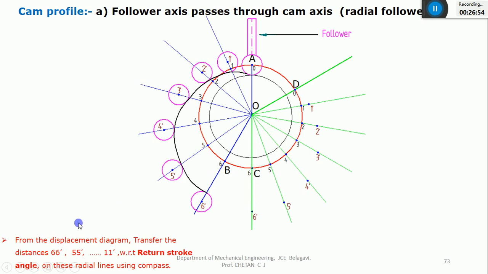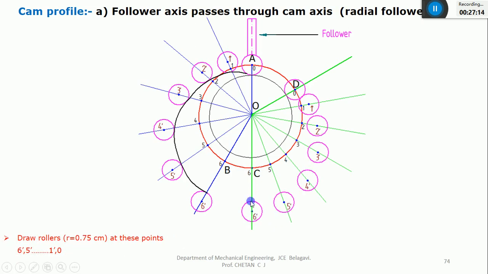So if you want, you can read the instruction which is given at the left side of the screen. Okay. And after that, again the same step. Draw a roller at these 6 points. Just take the center as 6 dash. Just draw one roller with a radius of 0.75 centimeter, similar to the outstroke. So you'll get 6 circles or 7 circles, including this also, at these 6 dash, 5 dash, 4 dash, 3 dash, 2 dash, 1 dash.